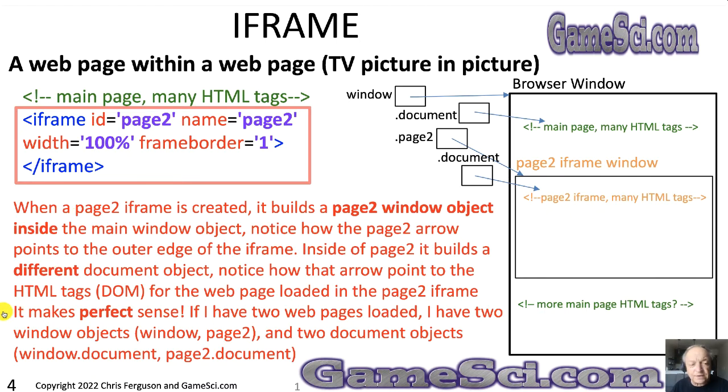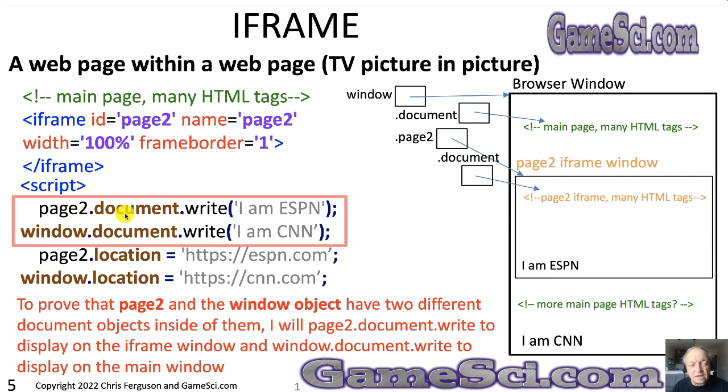It makes perfect sense. If I have 2 web pages loaded, I have 2 window objects. They're called window and page 2. And I have 2 document objects, window.document and page 2.document. Since they're both window objects, they both have a document object within it. Page 2.document.write IMESPN. Compare it to window.document.write IMCNN.